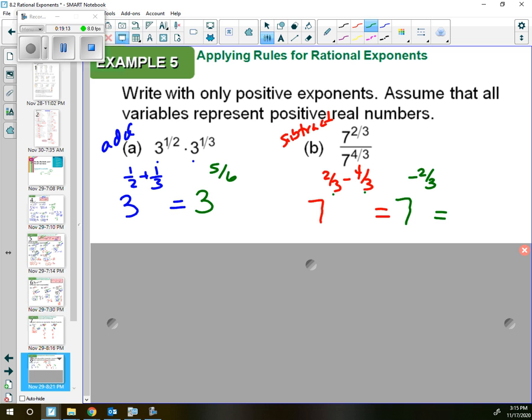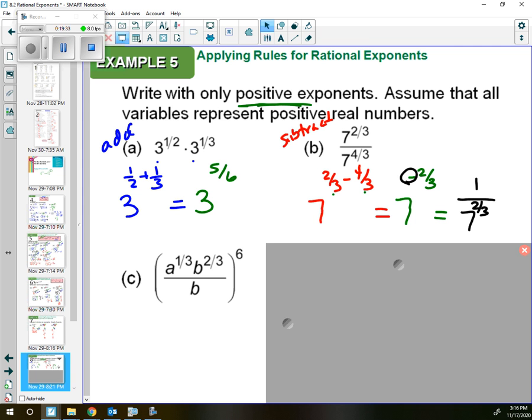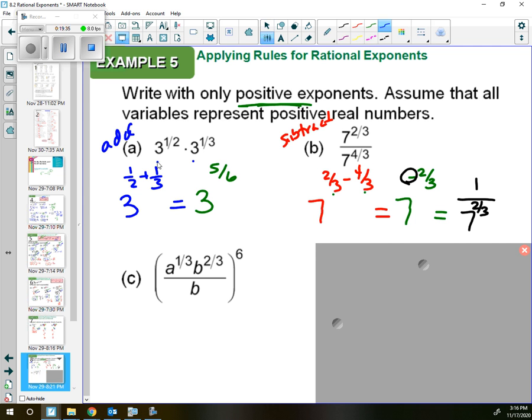They want you to assume or write your answer with positive exponents. So I have to rewrite this because I can't have that negative up there if they want a positive. Remember what a negative exponent means? Reciprocal. So that just means 1 over 7 to the 2/3. That's all they want you to do, though, is just be able to rewrite it and understand that you can do these operations with our fractional exponents.